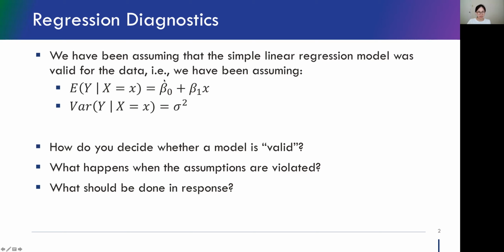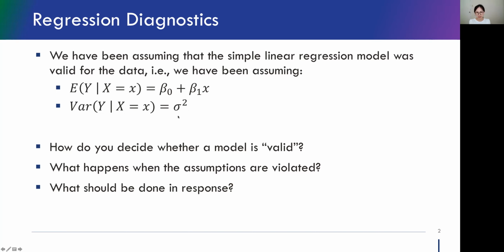Remember that we have been assuming the simple linear regression model was valid for the data. That is to say, we have been assuming the expectation of y given x equal to the small x is a straight line. In mathematics, it's just beta 0 plus beta 1 times x. And also, we assume the variance of y when x is given is sigma square.